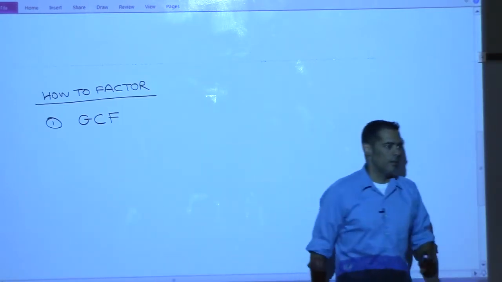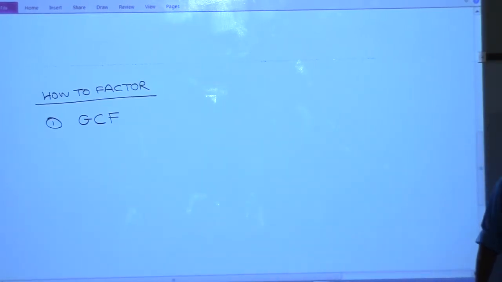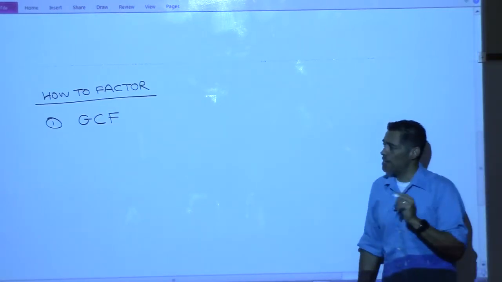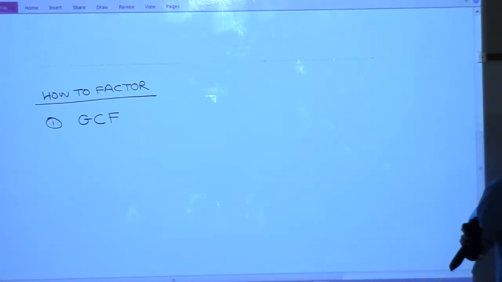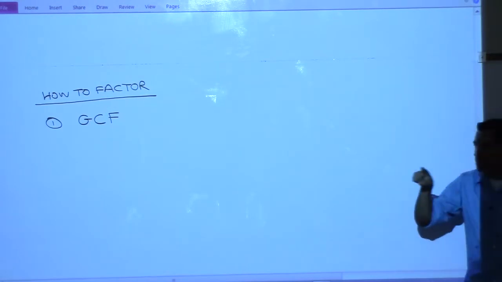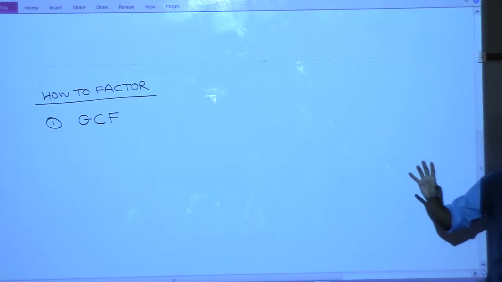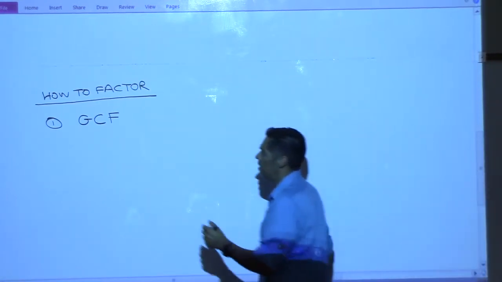GCF. Now, we've talked about GCF before, yes? What's GCF stand for? Greatest common factor. So the first step for factoring anything, ever, is to always look through your expression and see if there's something you can pull out of all the terms, all right? First step.